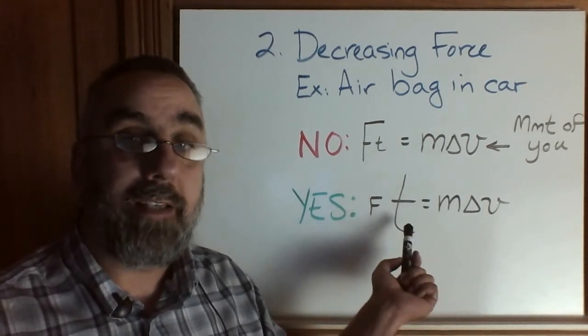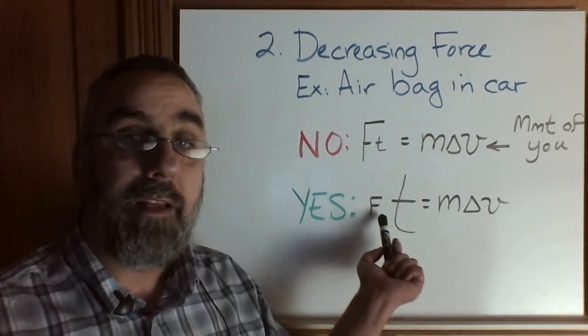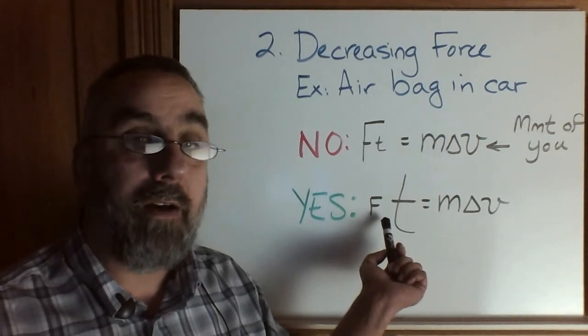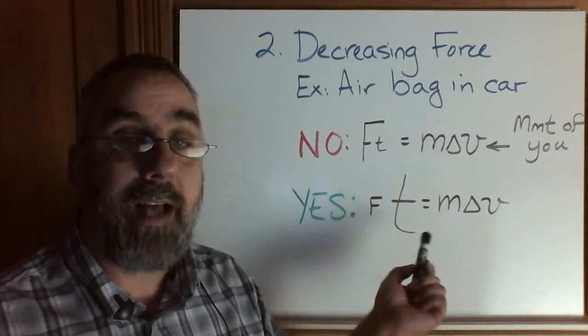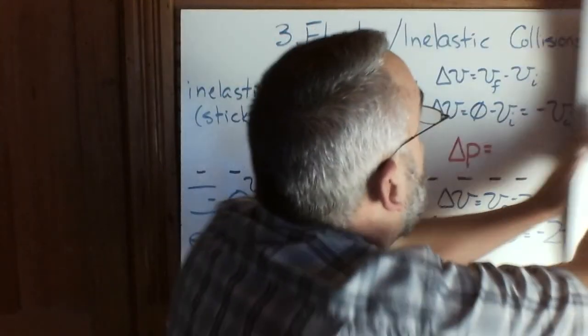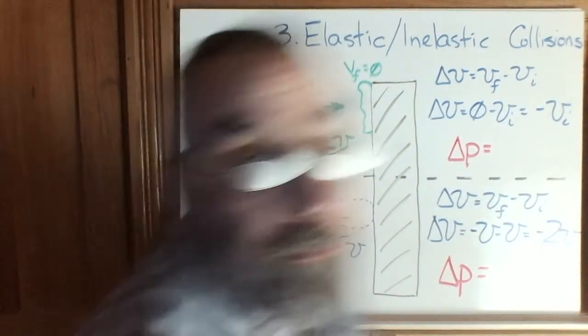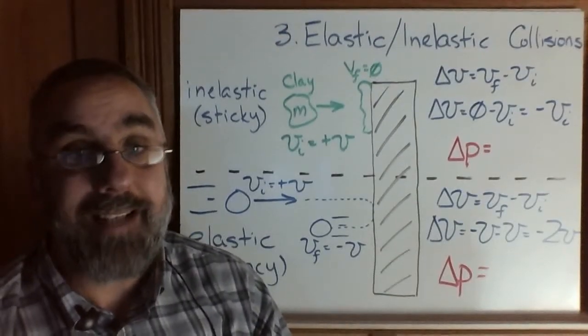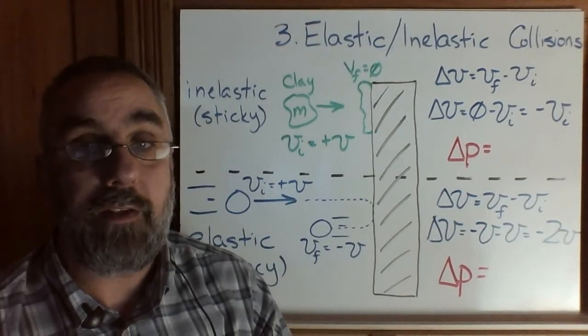Your momentum is going to stay the same, but a larger amount of time is going to lead to a smaller amount of force. If you can increase the amount of time that it takes someone to come to a stop by a factor of 3, you'll decrease the amount of force on that person also by a factor of 3.